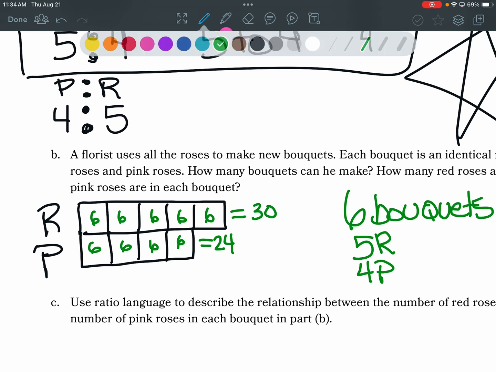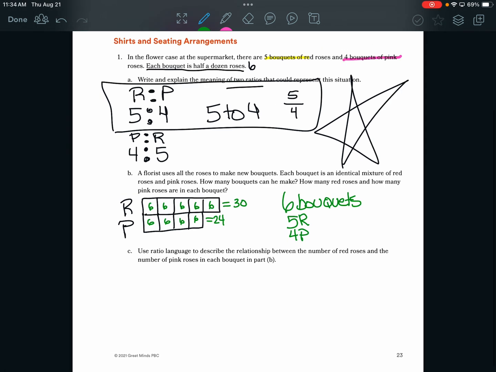So, once again, now we'll just use the same color. Now we'll use black. Ratio language. Black. Superstar. That is letter B on your exit ticket. Letter B on your exit ticket.